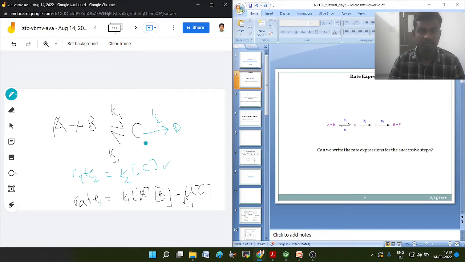And what will be the third equation? I will write it here, R3. What is the product here? It doesn't matter right now. We are starting with a single D, going to E plus F. So R3 equals k3 into concentration of D. So overall these three are expected within this question. Can we write the rate expression for the successive steps? These three are asked here. So it was a very simple question. That's why I don't discuss that much here.